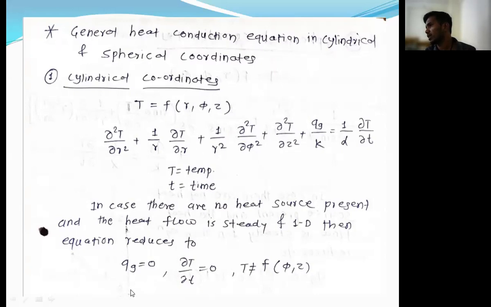Okay. So therefore we have written Qg is equal to 0, ∂T/∂t is equal to 0, and temperature is not a function of phi and Z. What is the meaning of that? Temperature is a function of R only. Okay. So all of you write down these things.